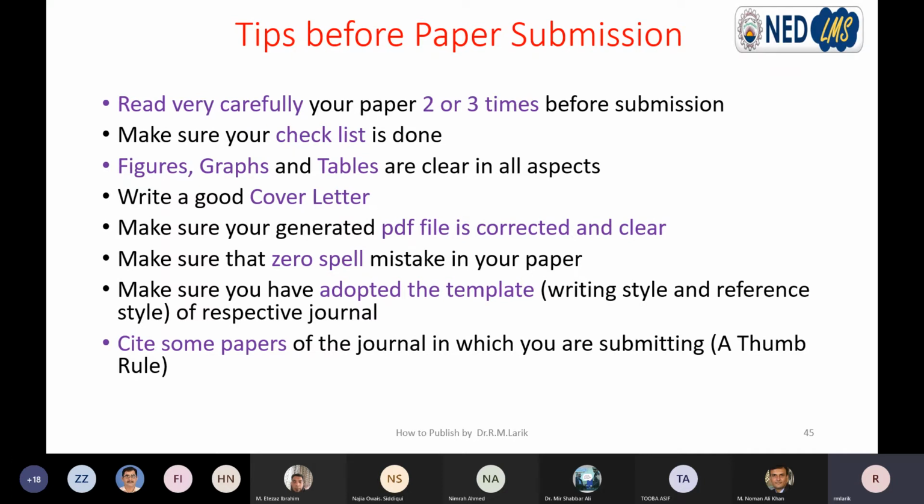Make sure your generated PDF file is correct and clear, right? Sometimes when you convert a Word file to PDF, some things get disturbed, like the tables and sometimes the figures. So make sure that everything is correct and all the information is present inside the manuscript, right? Zero spelling mistakes. There should be no grammatical mistakes. Make the writing style and reference style according to the respective journal.